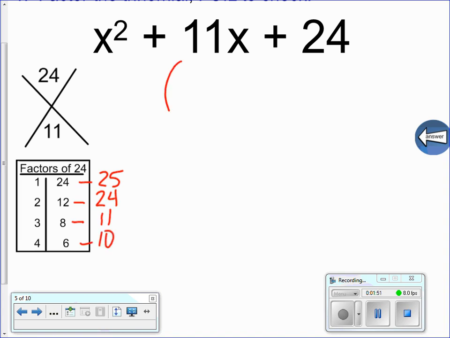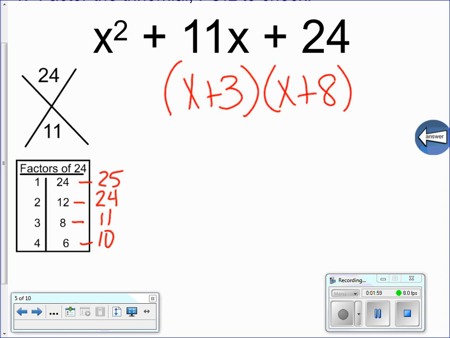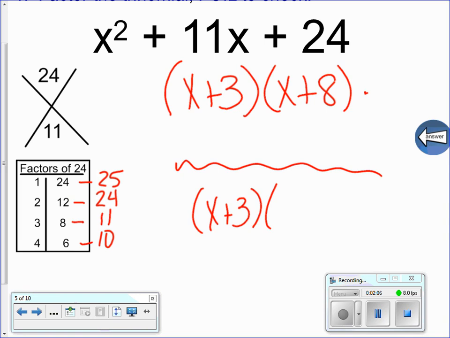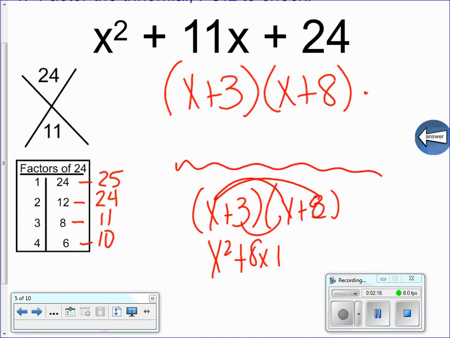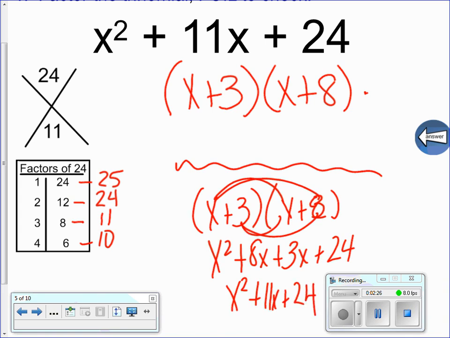So that means my two factors are x plus 3 and x plus 8. This one is my answer, and this is me checking. So x times x, x squared, x times 8, 8x, x times 3, 3x, and 3 times 8, 24. That's x squared plus 11x plus 24. Always check your answer.